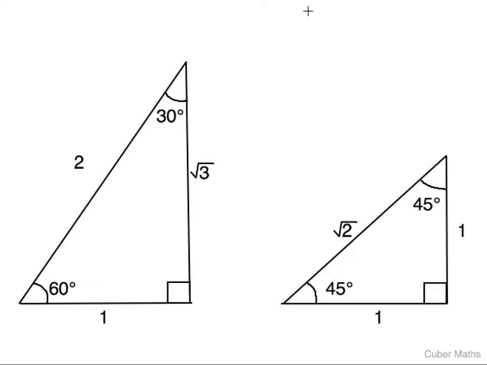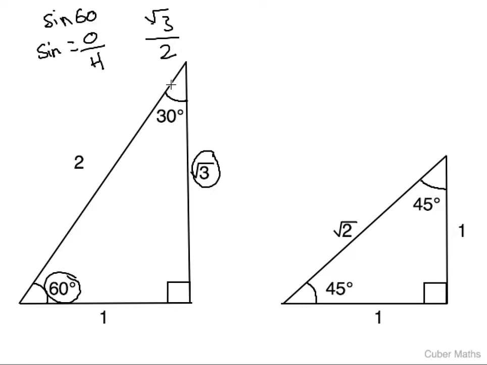So for instance, on this left hand one here, if they asked you what sine 60 was, you'd use your SOHCAHTOA or your trigonometry to know that sine is equal to the opposite over the hypotenuse. And here it wants sine 60. So the opposite is root 3 and the hypotenuse is 2. So sine 60 is equal to root 3 over 2, just by being able to recount these two triangles. We've been able to answer that question.